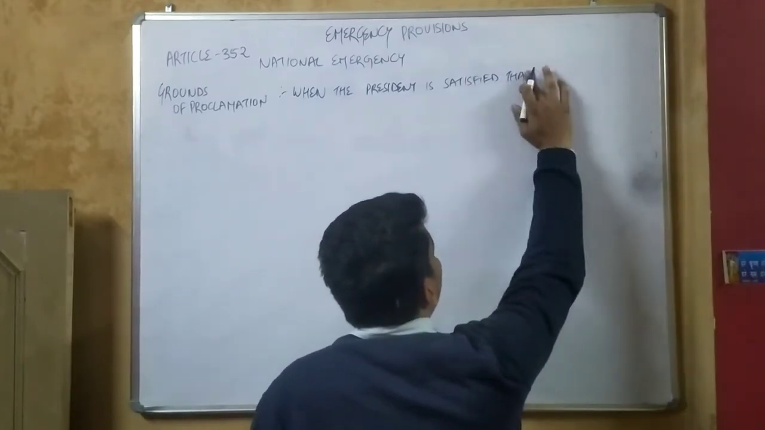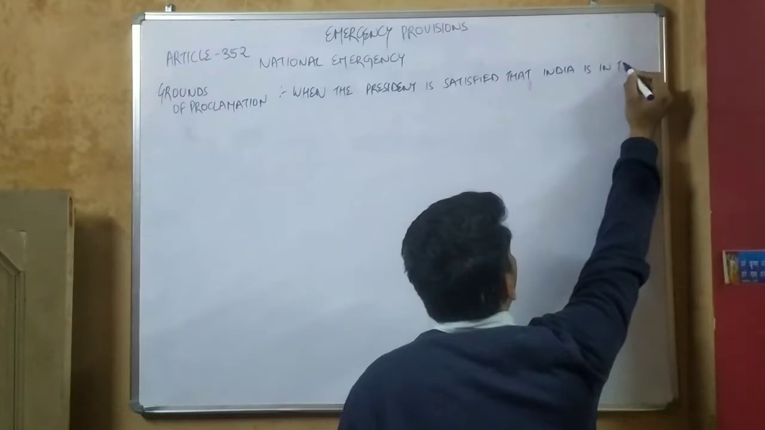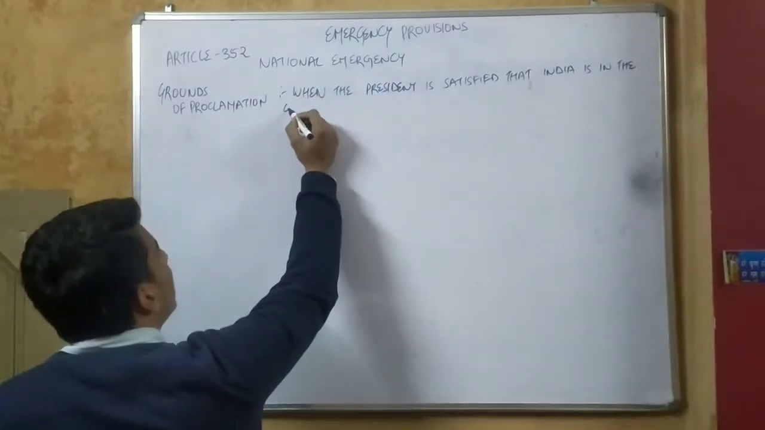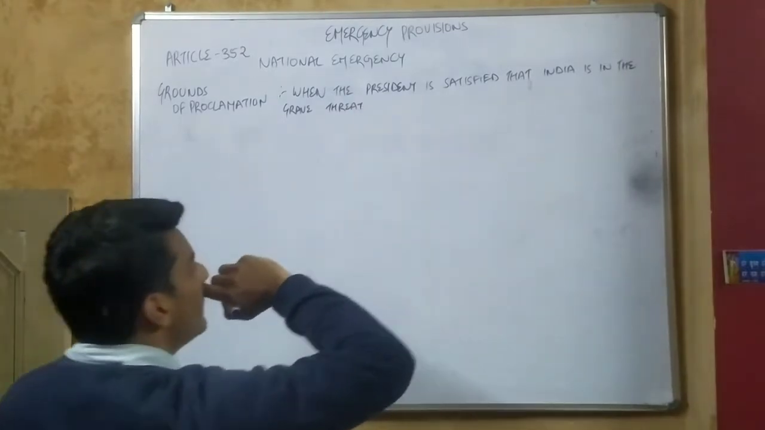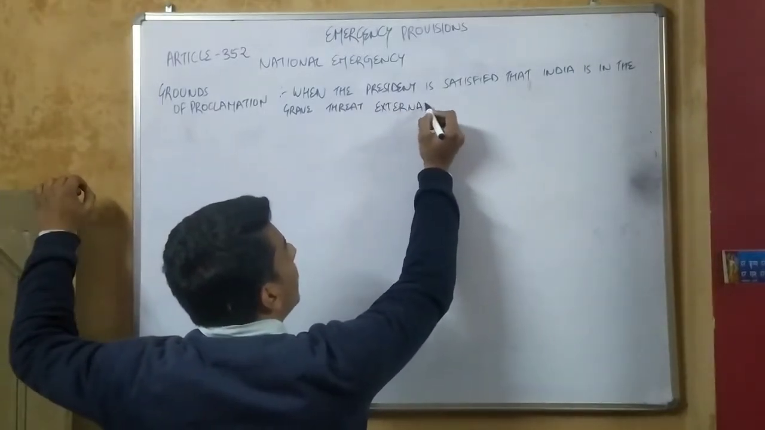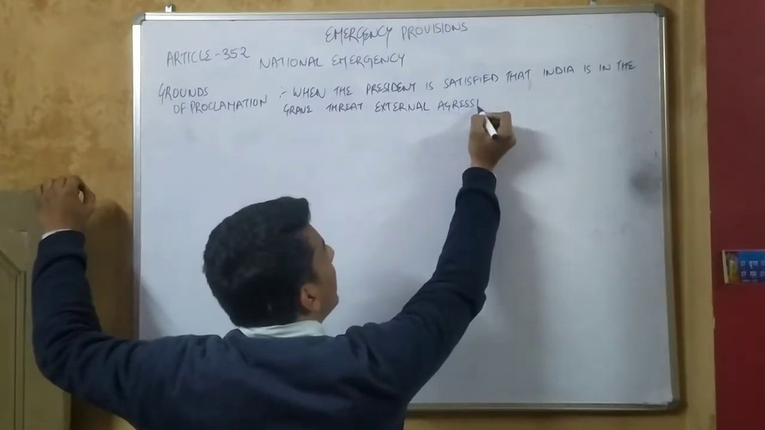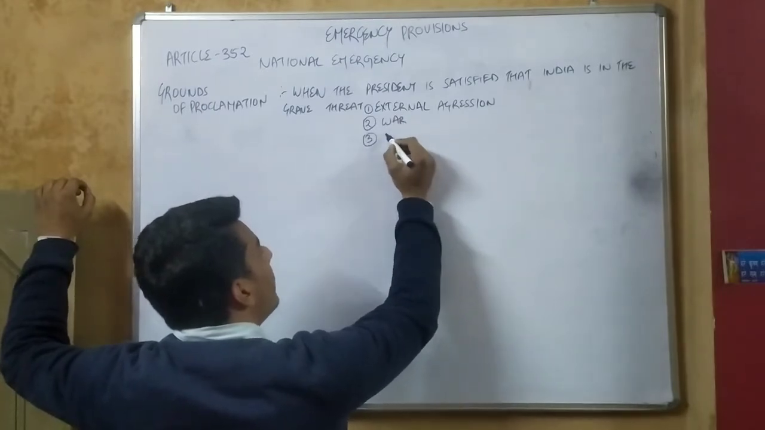that India is in grave threat. Now, we are talking about the threat, right? And the threats could be of three types. We have three types of threats which can be undertaken for proclamation of emergency. So we have external aggression, we have war, and we have armed rebellion.